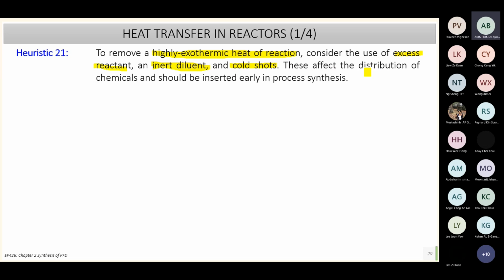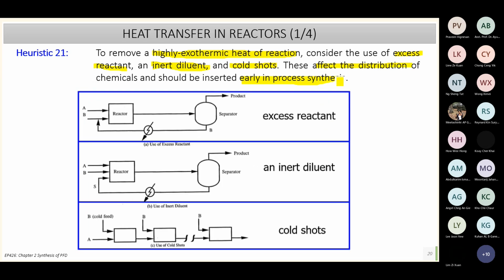This affects the distribution of chemicals and should be inserted early in the process. So for highly exothermic, it should be incorporated before the process, before the unit operation. Okay, here is the diagram of how excess reactant works.